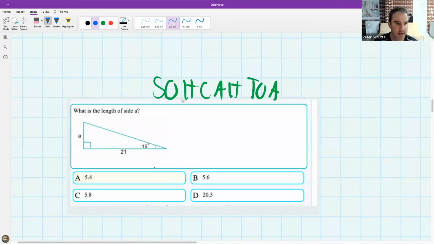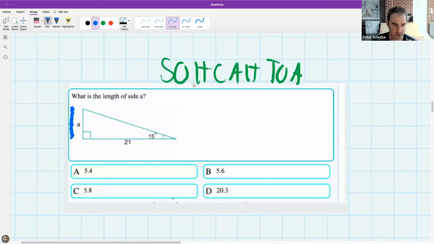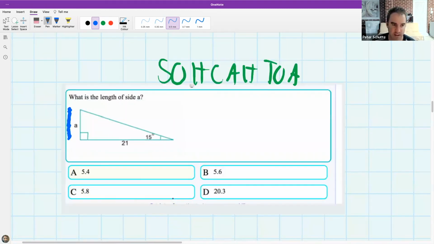What is the length of side A? And I want you to figure out for me which of the options A, B, C, or D is the length of side A. Over to you guys.